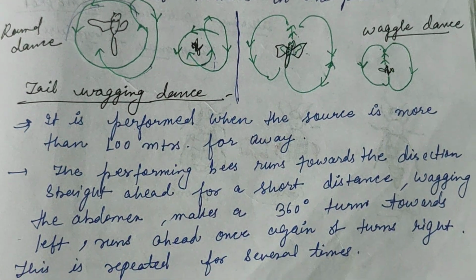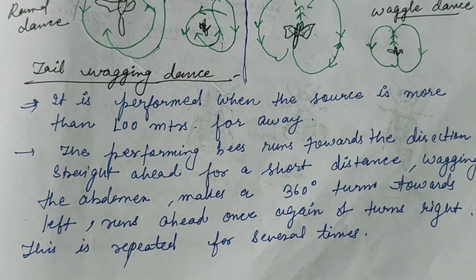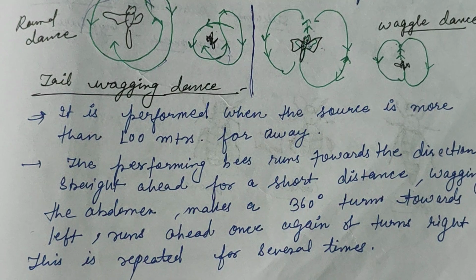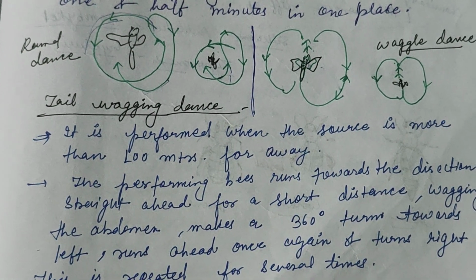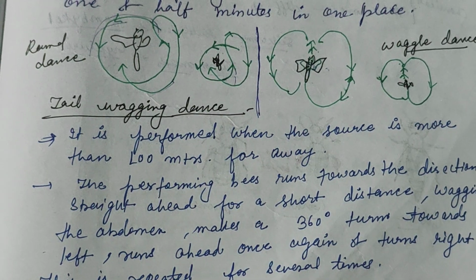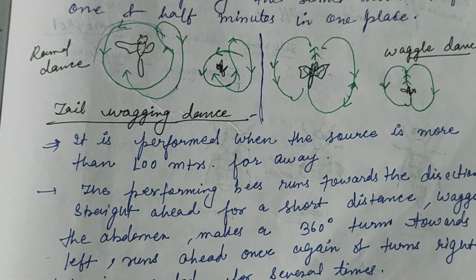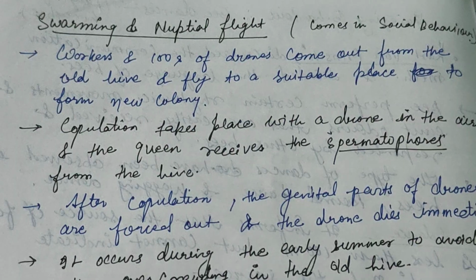The wagtail dance is performed when the source is more than 100 meters far away, in a definite position, while the round dance indicates that the source is less than 100 meters away, without direction.